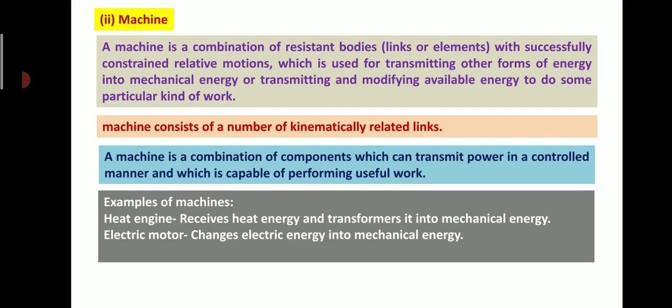Examples of machines are heat engine, electric motor and a pump. Heat engine receives heat energy and transforms it into mechanical energy. Electric motor changes electrical energy into mechanical energy, while for a pump input is electric power and output is hydraulic power.